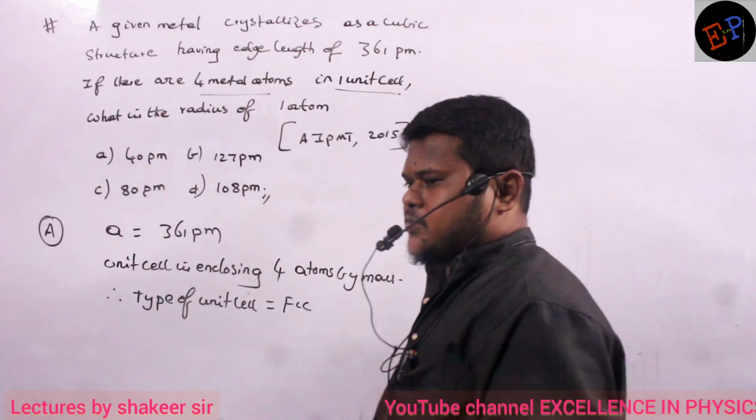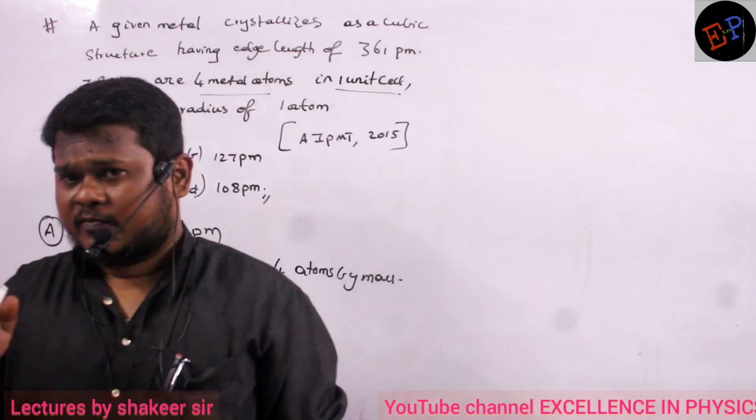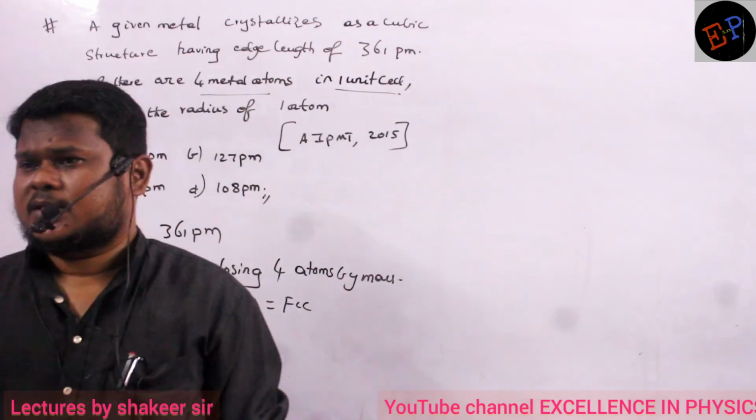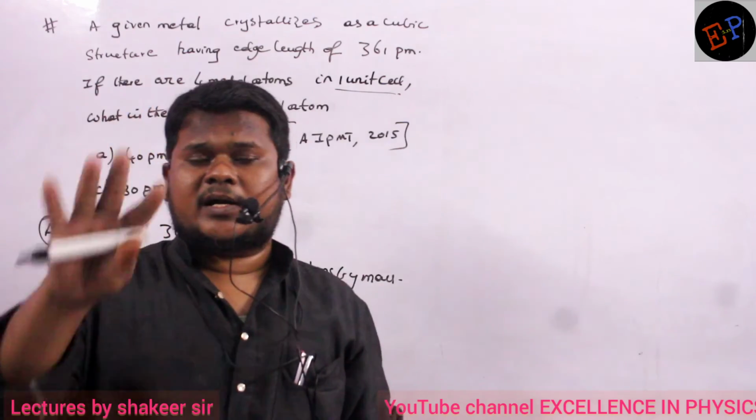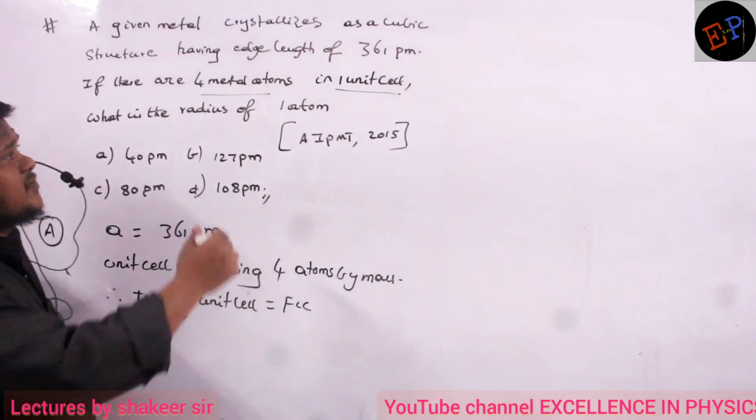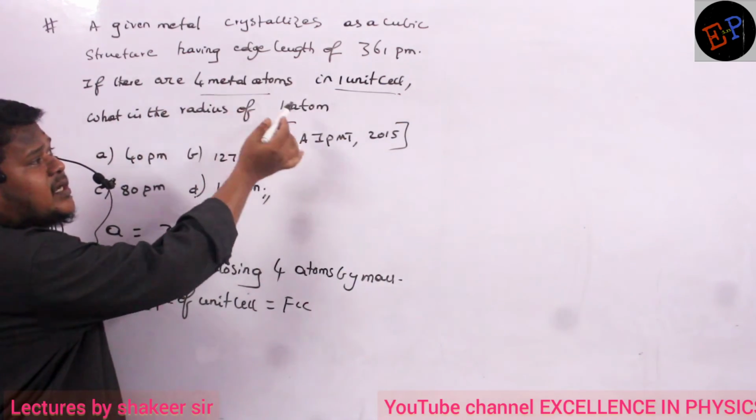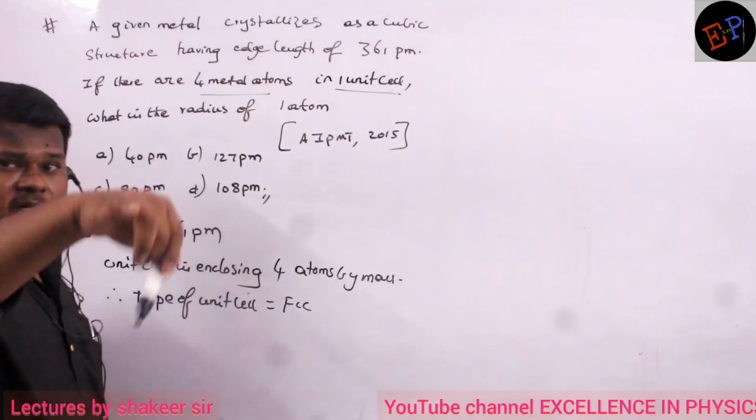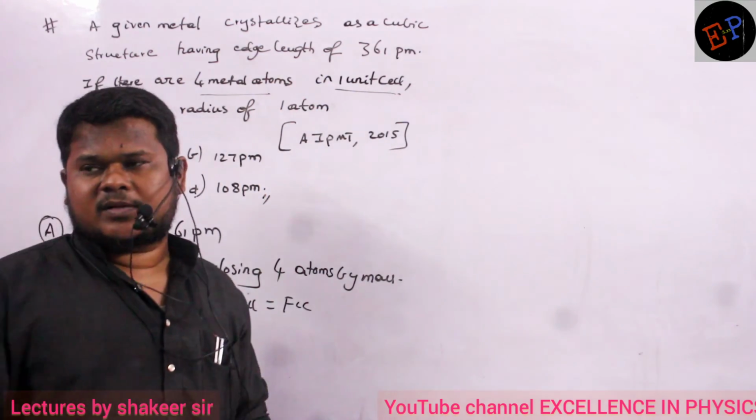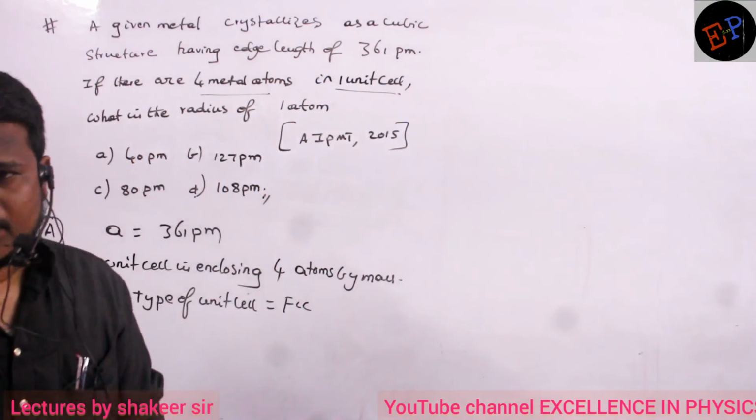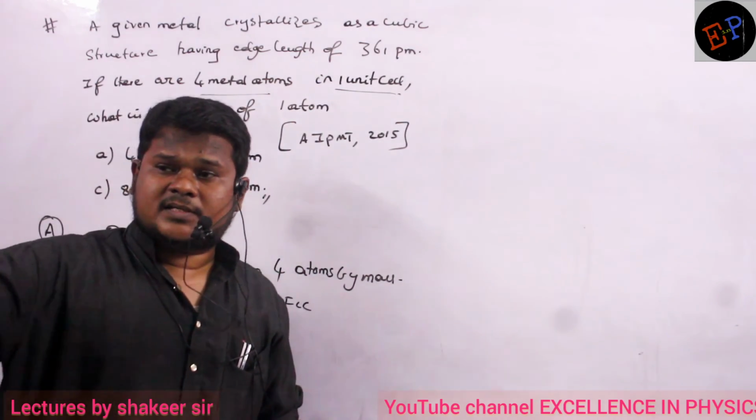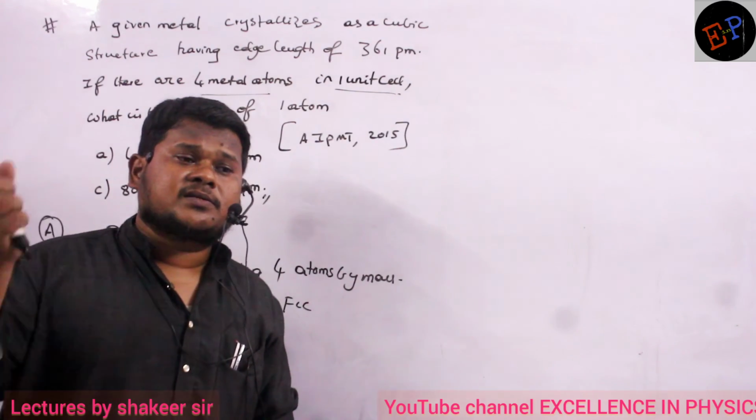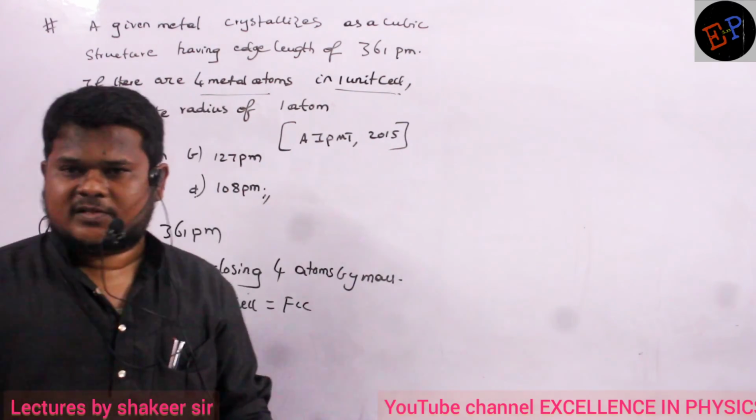Understood? So in PCC, 1 atom will be enclosed. In BCC, 2 atoms will be enclosed. And in FCC, 4 atoms will be enclosed. That is the meaning of the statement, no? There are 4 metal atoms in unit cell. It means inside unit cell, 4 atoms are present. It means 8 atoms are present at the corners, and 6 atoms are present exactly at the center of each face. That is the meaning of this one.